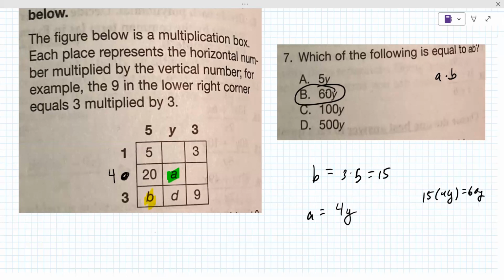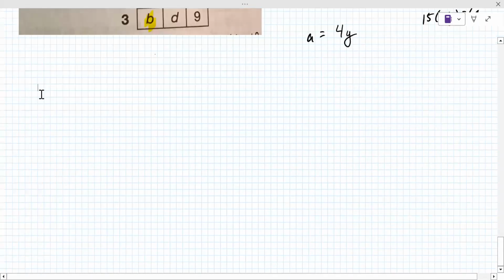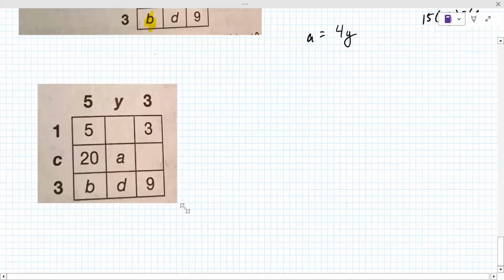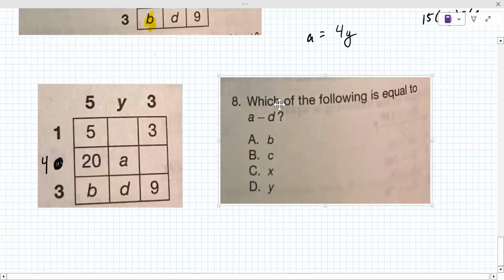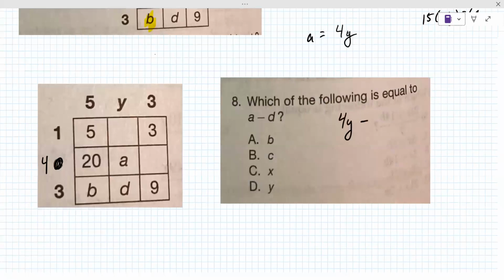All right, so let's do the next problem here. And we found that C is 4. That might be useful. Let's take a look at number 8. A minus D. So do we know anything about A? What did we figure out? A is 4Y.